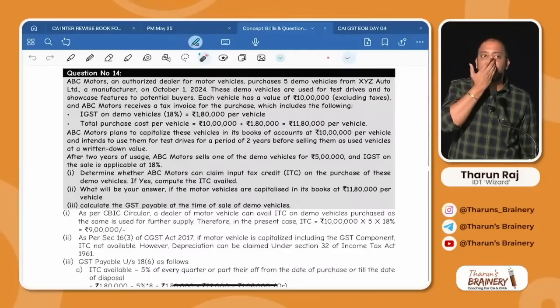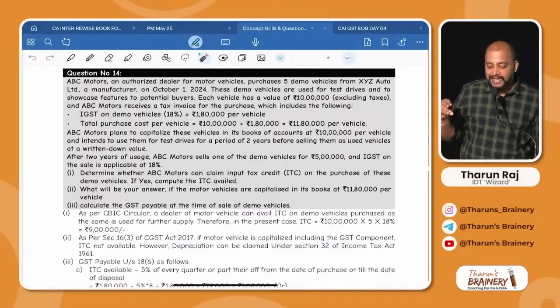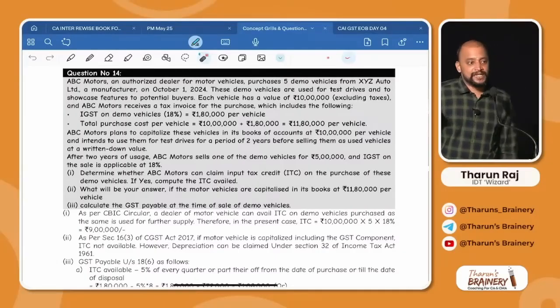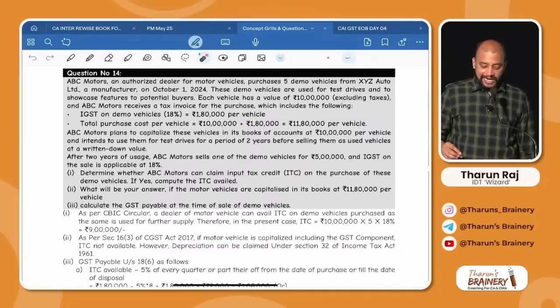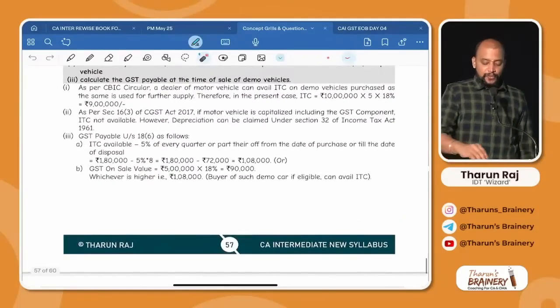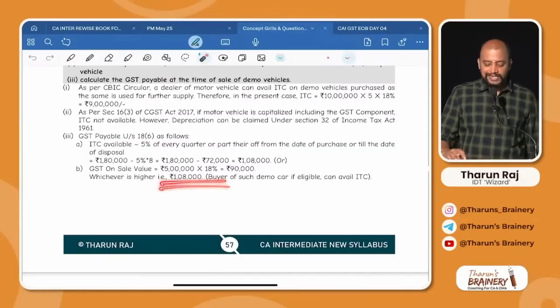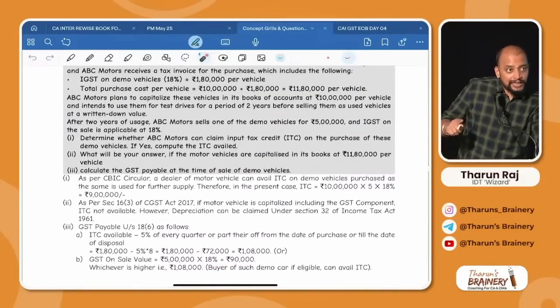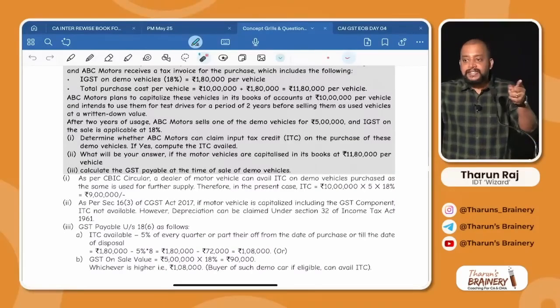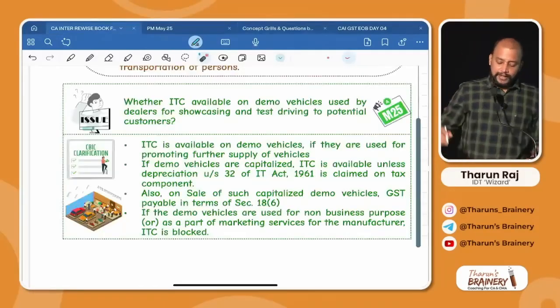Or B, sale value. What is the sale value of the demo car? 5 lakhs into what is the rate of GST? 18%. 5 lakhs into 18%, 90,000. Whichever is higher. Which is higher? So 1,08,000 is the GST payable on the sale of such demo car. Understood? Like this, circular, they can connect with 18(6) and make a question like this. Okay? Then come back.